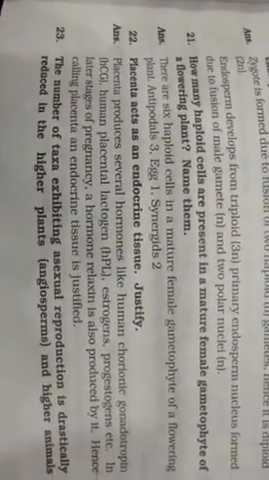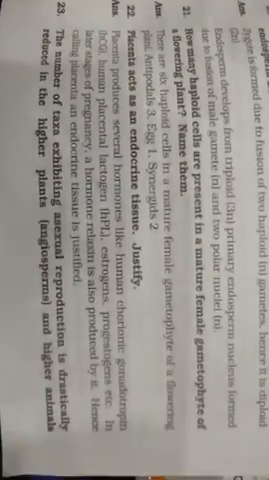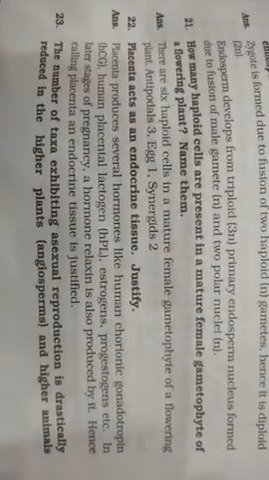Now the question is, the number of taxa exhibiting asexual reproduction is drastically reduced in the higher plants, that is in angiosperms and higher animals. Now this is the 23rd question.